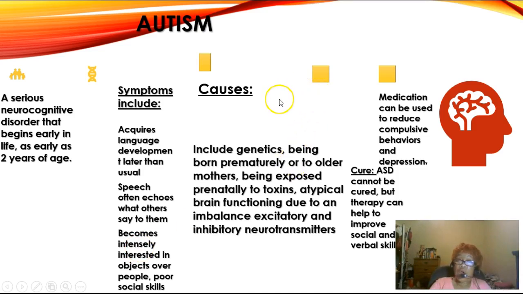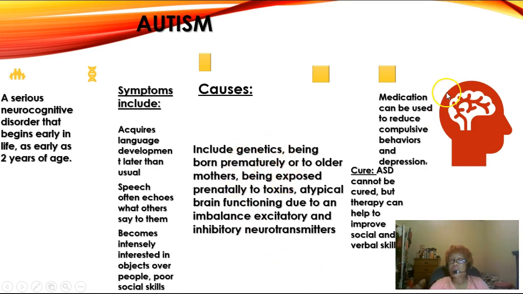What are some causes of autism? Well, it can be genetic. If the child is born prematurely or to older mothers, being exposed prenatally to toxins, atypical brain functioning due to imbalanced excitatory and inhibitory neurotransmitters. These are those substances in the brain that either are not functioning correctly or are not being transmitted properly to other parts of the brain to keep them in balance, which causes the imbalance in the brain.